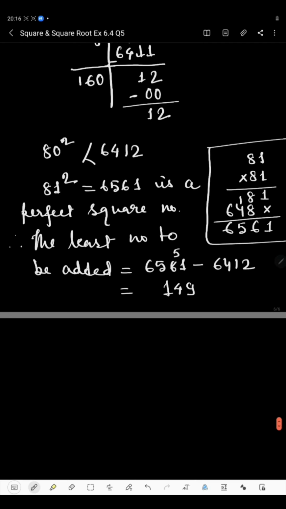Now we will have to find the square root of 6561. Now the square root of this will be 81. Why 81? Because 81 squared is 6561. So obviously the square root of 6561 will be 81.